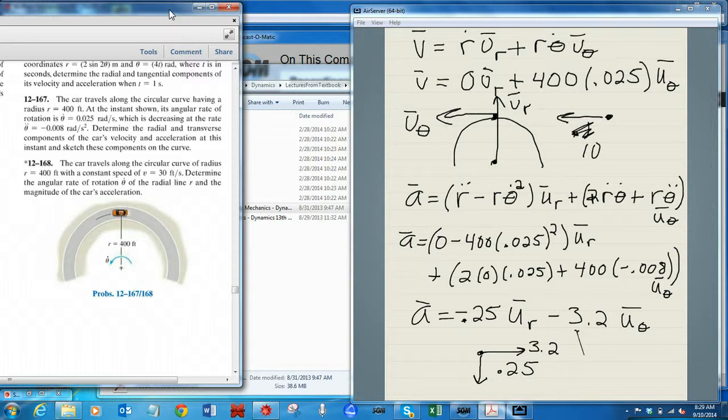What's the normal component of acceleration? You know where the tangent is, right? There's the tangent. How do you find the normal? You go 90 degrees off the tangent. The normal is always inward. He's going that way, to the left, so that's the tangent. If he was traveling to the right, the tangent would go to the right.